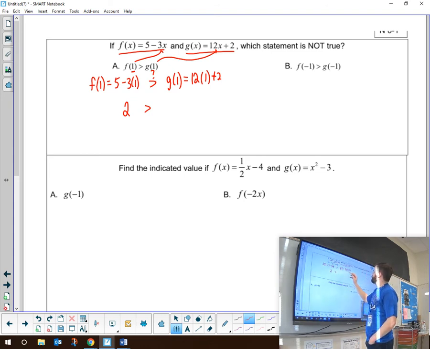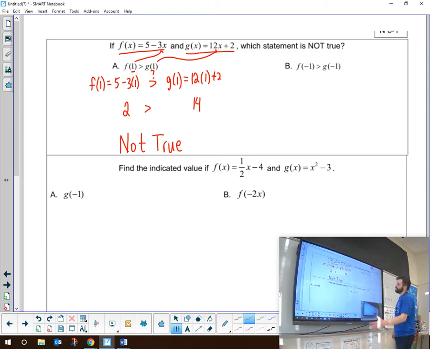And then g of 1. Okay, 12 times 1 is 12. 12 plus 2 is 14. Okay, is 2 greater than 14? Obviously not. So this one is not true. Okay, so that one's not true. Let's check this one. This one is f of -1 and g of -1.